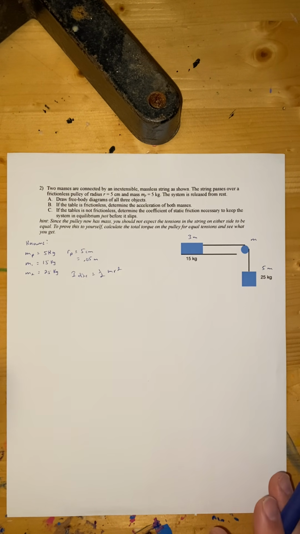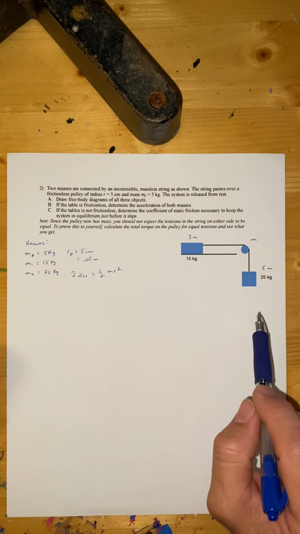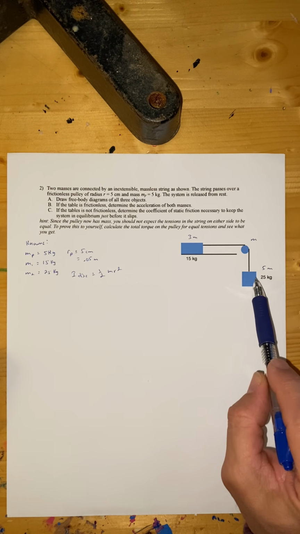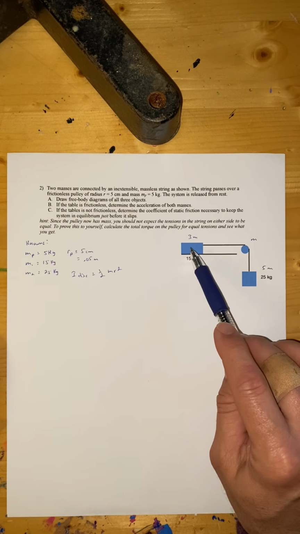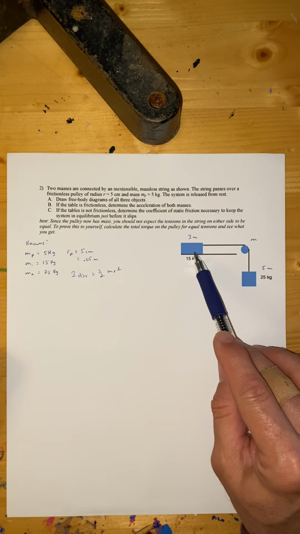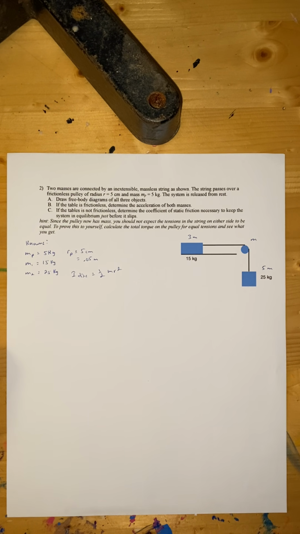All right, so let's think this through. This is a coupled system. So what I know is that any displacement of this mass will have a corresponding displacement of this mass. Any velocity of this mass will have a corresponding velocity of this mass. And the same for accelerations. And that's what I'm going to use to couple this system.